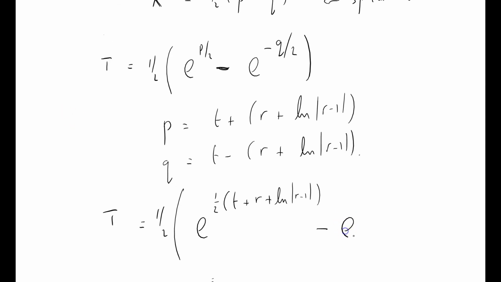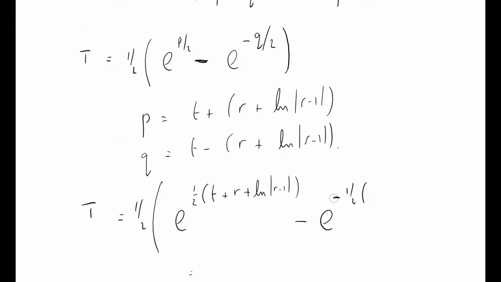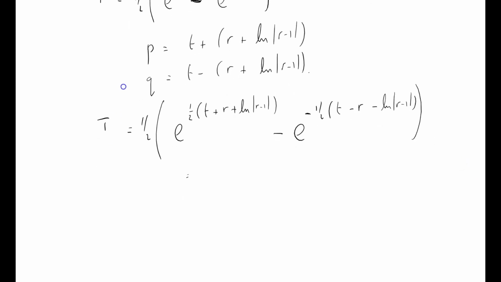Anyway, it's minus e to the minus a half of Q over 2. Oh yes, we've got the minus there. And that's going to be t minus r minus log mod r minus 1. Close that bracket and close that bracket. So we've got loads of stuff to play with here.